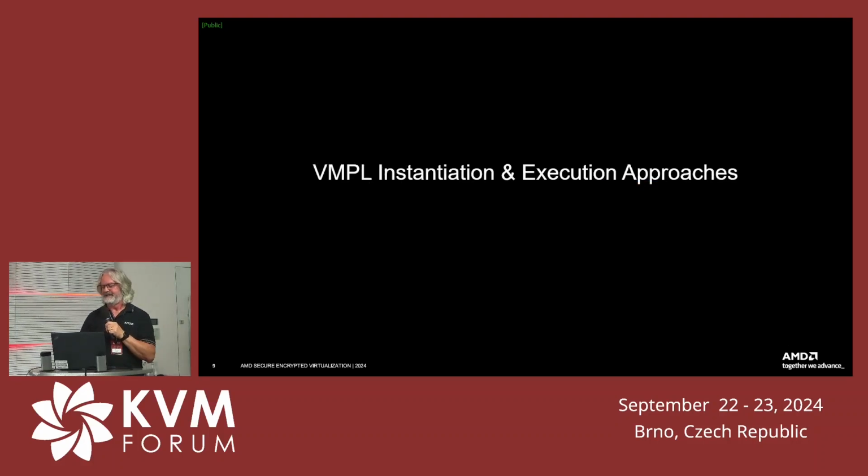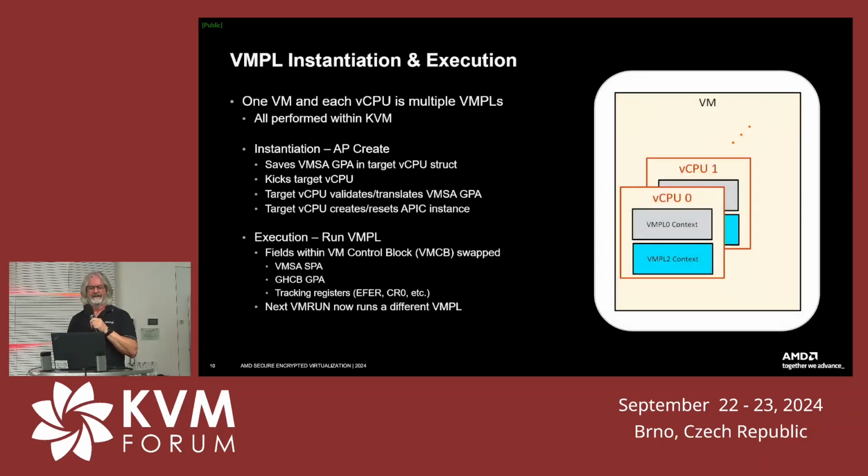So let's get into talking about these different approaches and how we create and transition between them. In the first approach, you could have 1 VM and each vCPU has all of the VMPL context. Everything stays within KVM at that point. When we go to create the vCPU VMPL level, it's just a request from the guest. We save the information from the guest, kick the target vCPU, and let it validate the input and start running at that point.